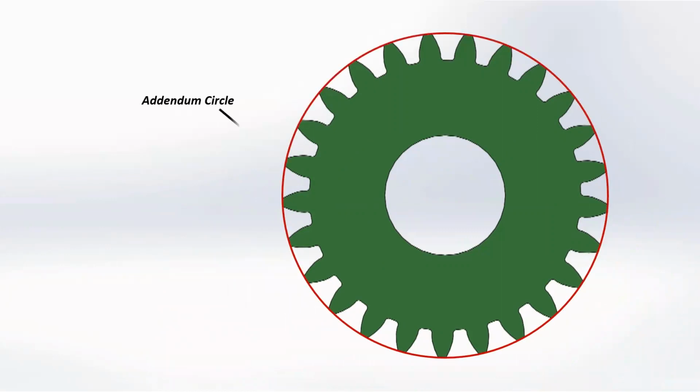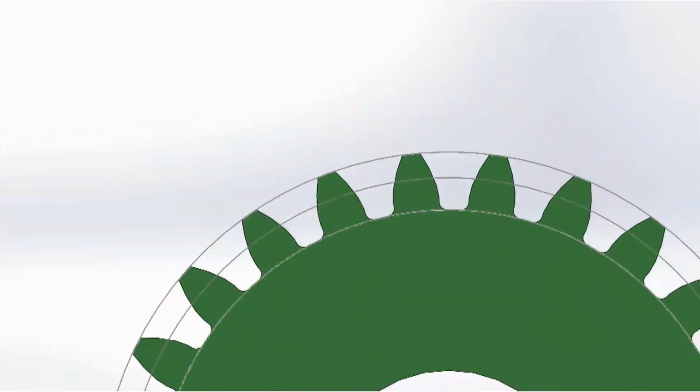Addendum circle. An imaginary circle passing through the top of gear teeth is known as addendum circle. Dedendum circle. An imaginary circle passing through the base of the gear teeth is known as dedendum circle. Addendum. The radial distance from the pitch circle to the addendum circle is known as addendum. Dedendum. It is the radial distance from the dedendum circle to the pitch circle.